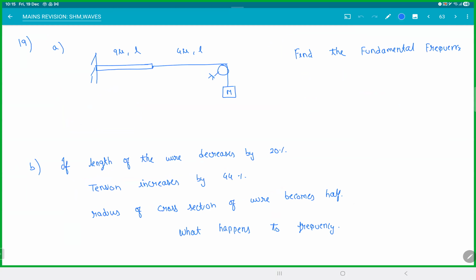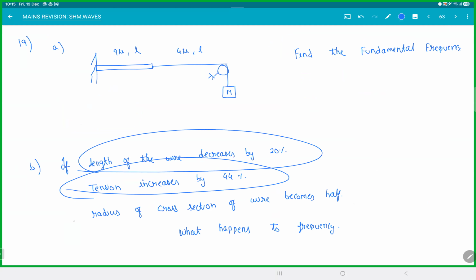Let's get this thing. Composite string, yeah? Thick string and a light string connected to the block. Find the fundamental frequency. If length of the wire decreases by 20%, tension increases by 44%, radius of cross section becomes half, what happens to the frequency?